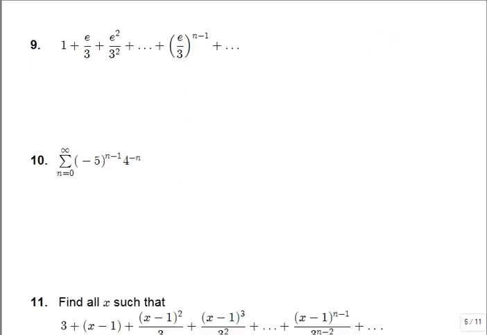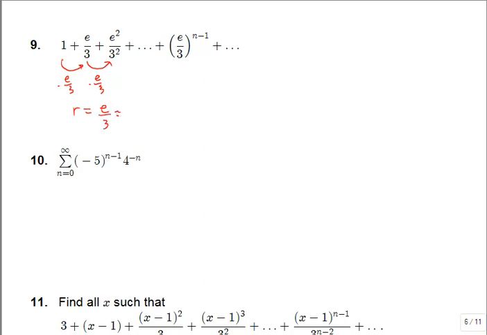The next example, 1 plus e over 3 plus e squared over 3 squared plus dot dot dot. What am I multiplying by each time to get the next term? If you just look at 2 consecutive terms, you should be able to see what it is. If you can't see it, then just divide the 2 terms by each other. The third term divided by the second term, or the second term divided by the first term, and that'll tell you what your common ratio r is. Here you can just see that we've multiplied the top by an e and the bottom by a 3. To go from here to here, same thing. I multiplied 1 by e over 3 each time.